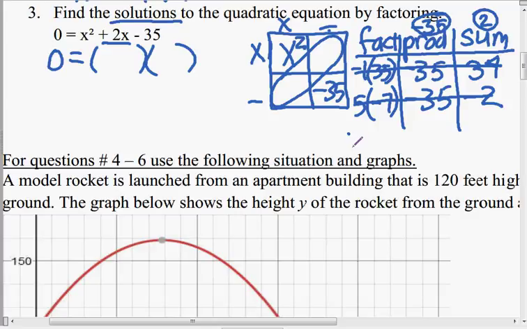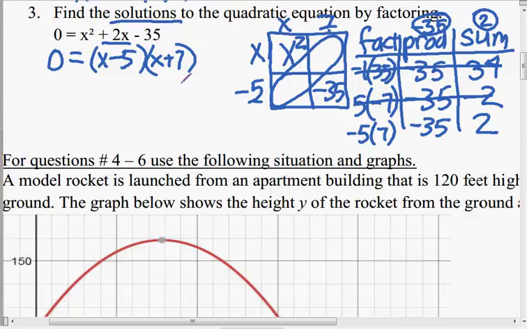Well, that's a good clue. That tells me negative 5 times positive 7, which also gives me negative 35, will give me positive 2. 7 minus 5 is positive 2. So I know I need negative 5 and 7. And I put those in. X minus 5, x plus 7.